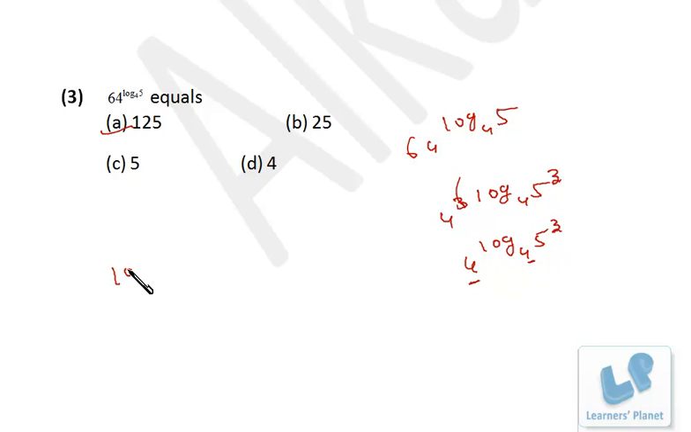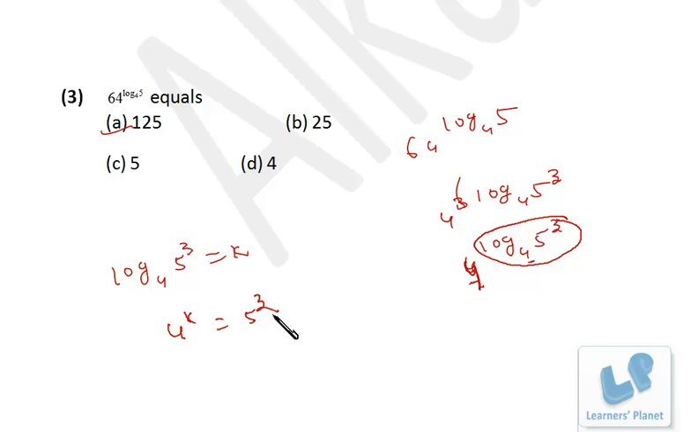If at all you are confused, I can prove it. I assume log 5 cube to the base 4 to be k, right? That means 4 raised to k is 5 cube. So now here this 4 raised to, this is actually k. So 4 raised to k is 5 cube. Okay, so we are left with 5 cube. So if this and this is same, you are left with this. So that's 125. Okay.